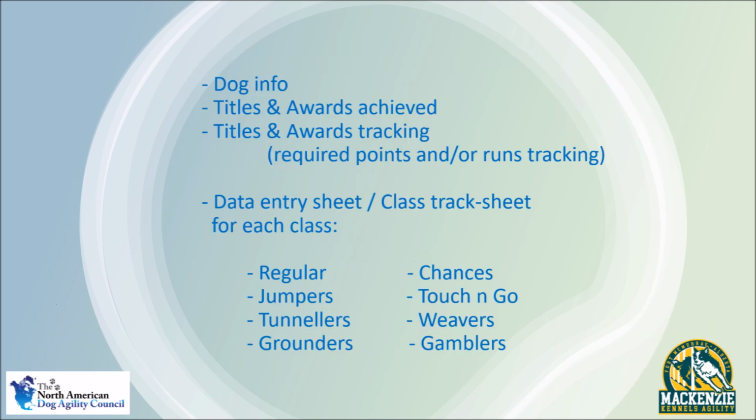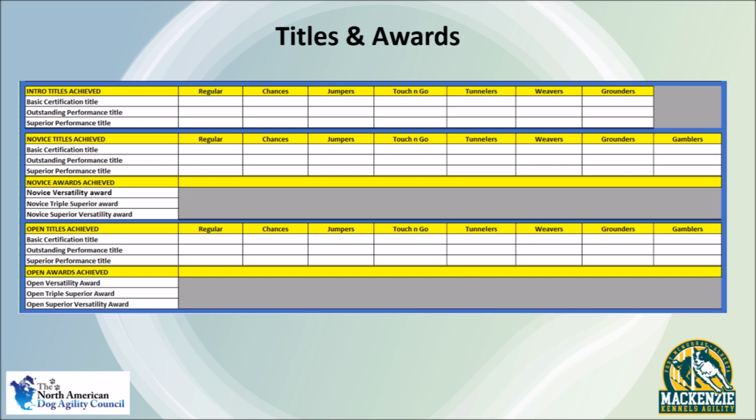Looking at the tabs of the spreadsheet, you'll see that there's a sheet for dog info, one for titles and awards achieved, one for tracking the points required for titles and awards, and then there's a class track sheet or a data entry sheet for each class: regular, chances, jumpers, touch and go, tunnelers, weavers, grinders and gamblers. This spreadsheet tracks basic, outstanding and superior titles, as well as versatility, triple superior and superior versatility awards across all levels: intro, novice, open and elite.